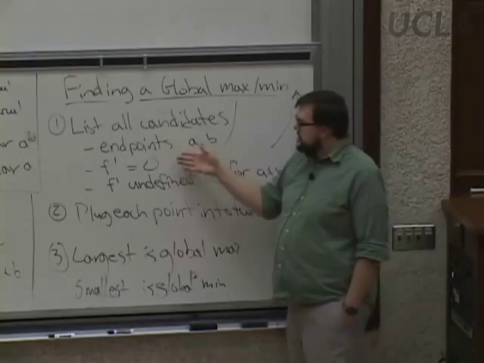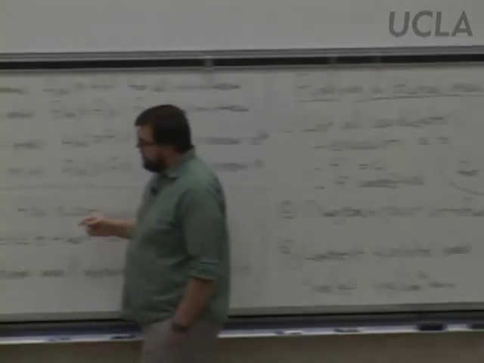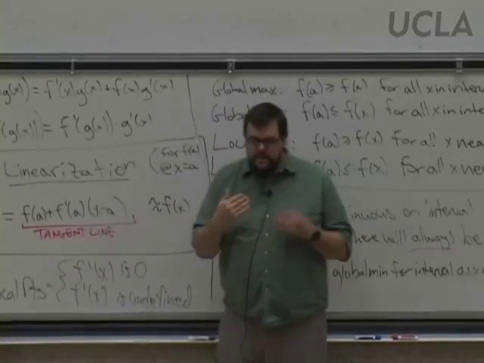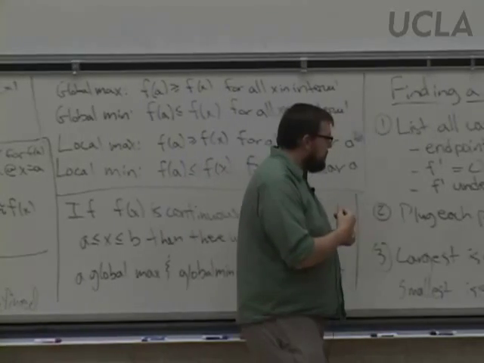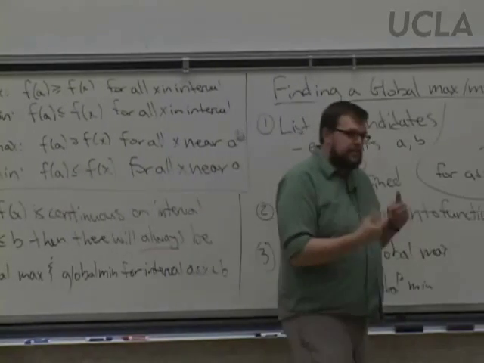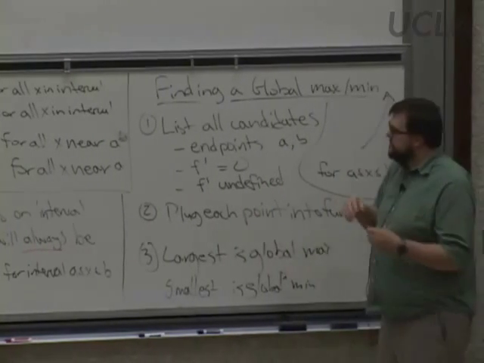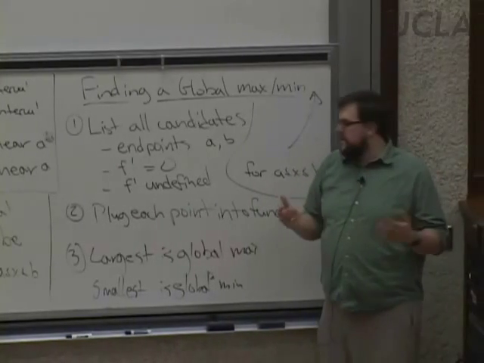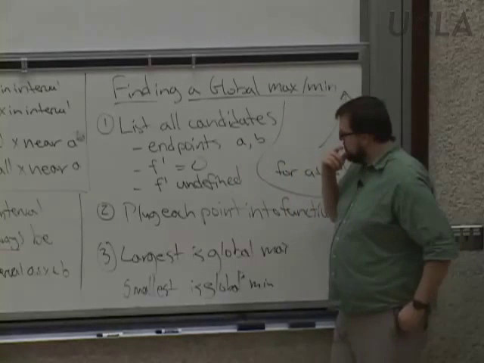And then we list down these things: f prime equals 0, f prime equals undefined. Now, what are those? Those are called critical points. Critical points are where the derivative is 0 or the derivative is undefined. And we saw last time that when the derivative was positive, our function was going up, and when the derivative was negative, our function was going down. So at those points, we can't have a max or min. That's why we threw those out. And what we were left with was one of these two options.